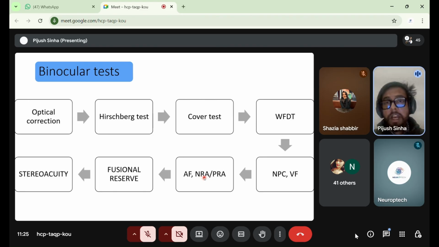NRA PRA. NRA means how much the patient can relax accommodation. This is done with both eyes together, and you will put plus lenses in 0.5 diopter steps until the patient reports first sustained blur, and you will record it as a break point, right? And here PRA means how much the patient can induce accommodation.